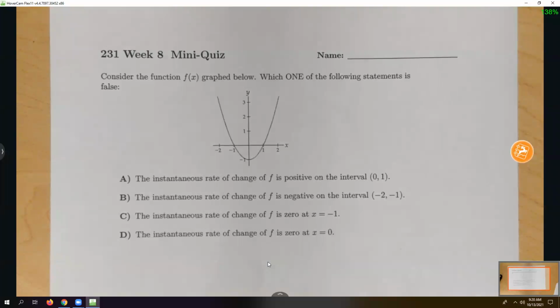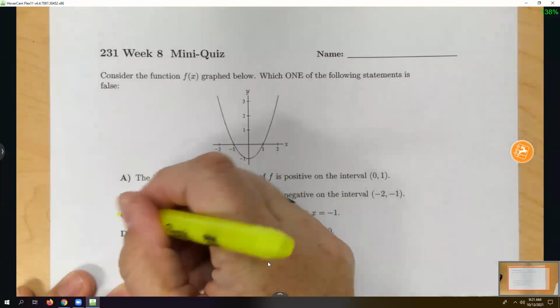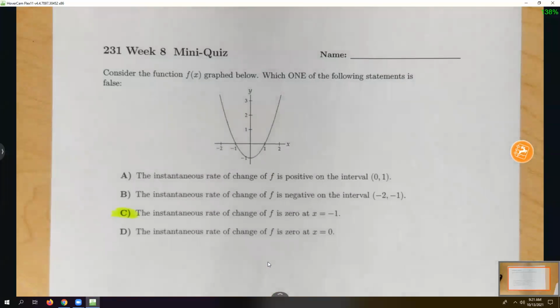Do I have them all now? Okay, what do we think the answer is? C. Let's find out. We think it's C. I don't have a real pen today. I only have this highlighter. So that's what we got.